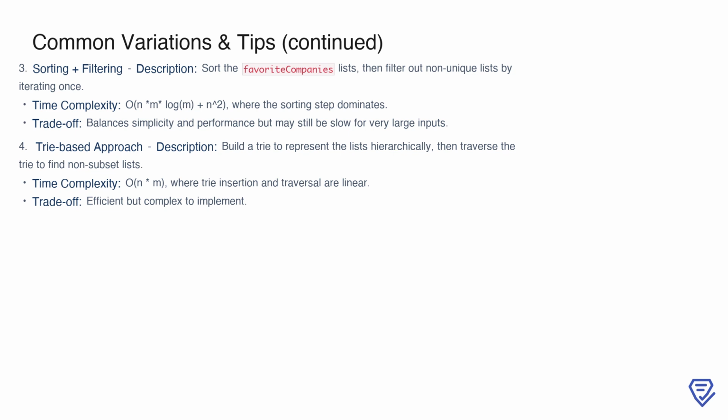A more advanced approach involves using a tree. By inserting each list into a tree structure, you can represent the lists hierarchically. Traversing the tree allows you to efficiently identify lists that are not subsets of others. This method has a linear time complexity of O(nm) for both insertion and traversal, making it highly efficient for large inputs. However, it comes with added implementation complexity. While not always necessary in an interview setting, the tree-based approach is worth knowing as it highlights a deeper understanding of data structures and their applications.